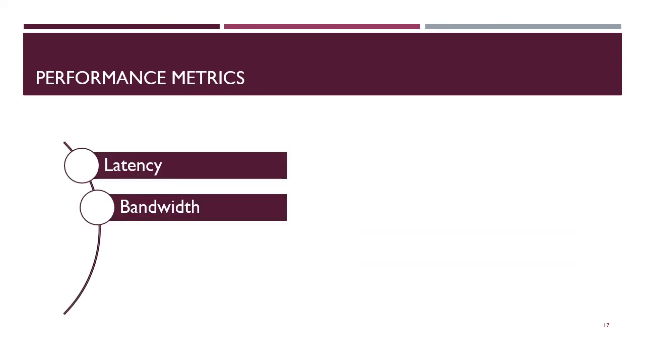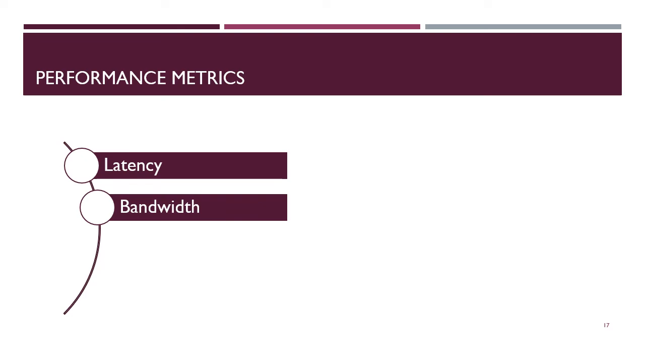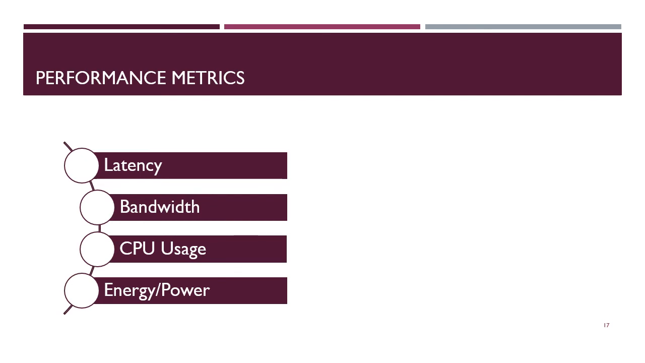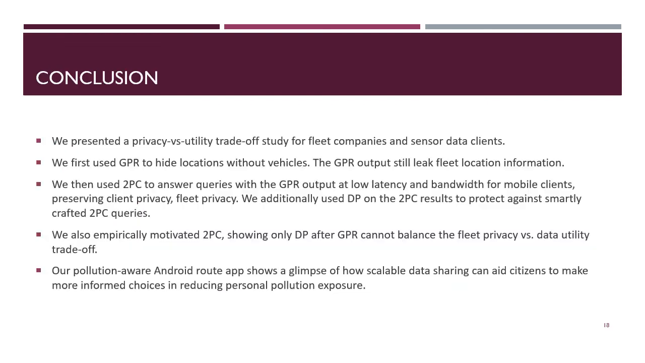For performance measurement, we measure the latency and the bandwidth. We see that the average query is the fastest query, as it is simpler in terms of calculation. It has a response time of a few seconds for mobile and sub-seconds for laptop users. We also see the CPU usage and the energy power consumption in the case of mobile, where we see that there is 10% CPU utilization for a heavy range query for length equals to 100.